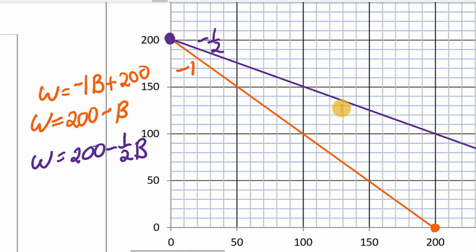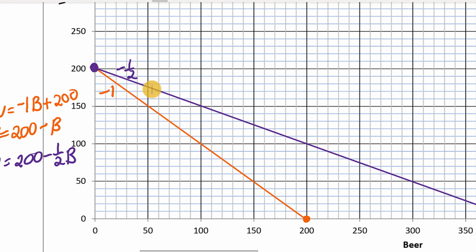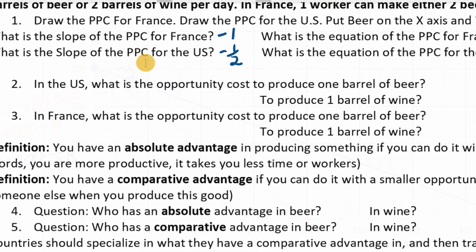When you look at a production possibilities curve on a graph, the slope of the line tells you the opportunity cost of producing 1 more unit of the good on the x-axis. Because you're going over 1, you're going down how much? That's what a slope tells you, so down 1/2. So that gives us the answer to the first question. The opportunity cost of producing 1 more barrel of beer is we give up 1/2 of a barrel of wine.